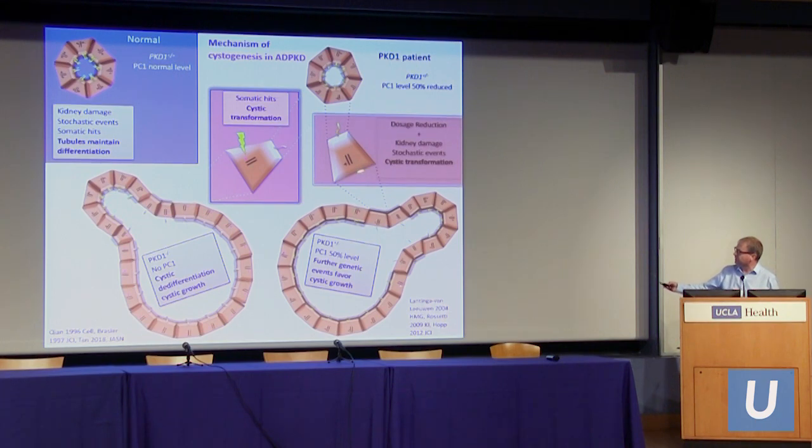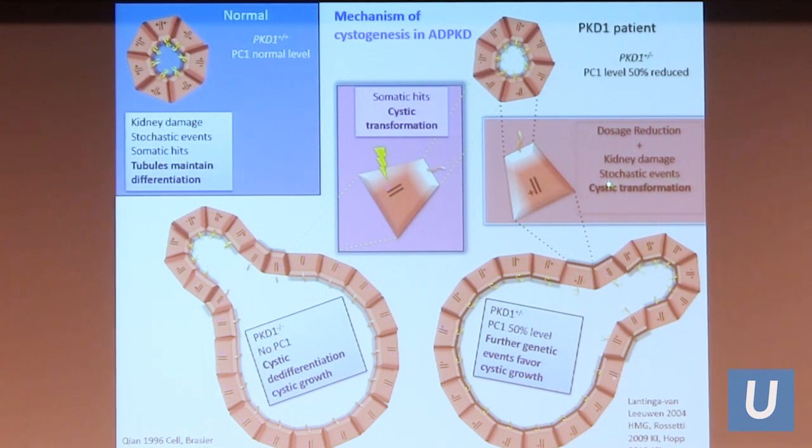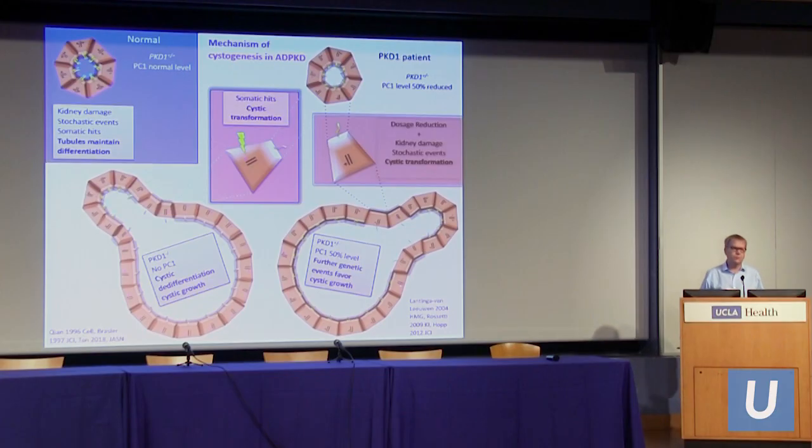The other idea, and I don't think we should think this is either or, is that the 50% reduction in polycystin itself, in the case of maybe other factors such as kidney damage or chance factors, can also lead to cystic expansion, although there's still some polycystin protein present. That doesn't mean that the further genetic events going on within the cystic epithelia aren't important for the growth and the maintenance of that kidney. And as I'll show you, some hypomorphic models support that this can be important, at least in some cases of ADPKD.